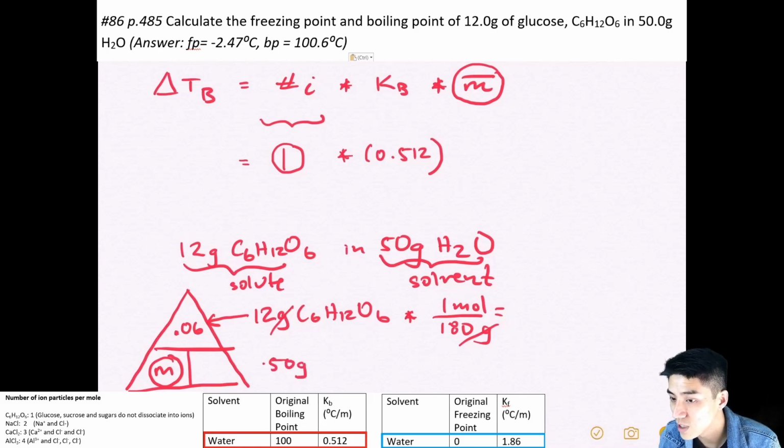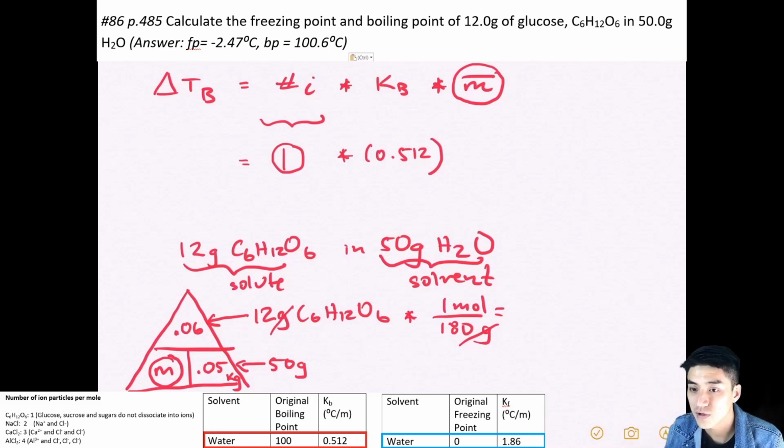There's just one final number I need to work with. I need to change 50 grams into kilograms. So I'm going to divide this by 1,000, and it turns out it's going to be 0.05 kilograms. So now I take 0.06, divide by 0.05, and that will tell me what the molality is, that little m that I circled. And the molality is going to be 1.2.